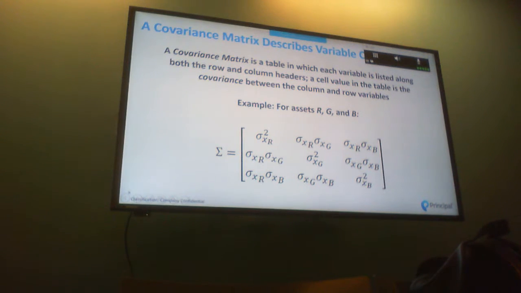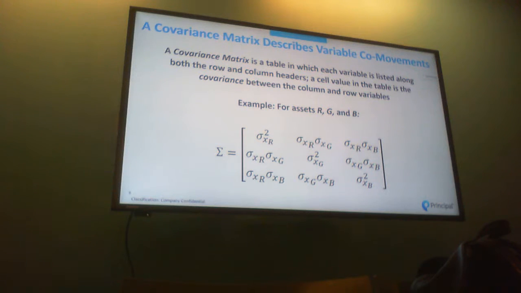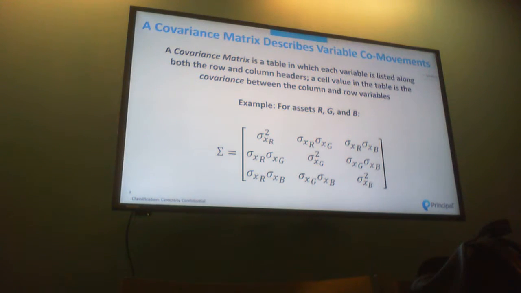A covariance matrix describes the co-movement of variables. A covariance matrix is a table in which each variable is listed along both the row and column headers. A cell value in the table is the covariance between the column and the row variable. And this is an example of a covariance matrix.